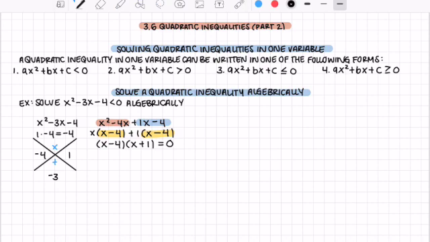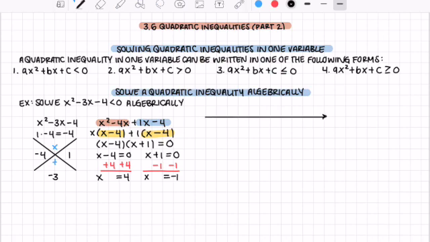So when I'm finding my x values, I'm just going to split my factors into two different equations, x minus 4 equaling 0, and x plus 1 equaling 0. From here, when I solve it, add 4 to both sides, and I get x equaling 4. On the other side, I can subtract 1 on both sides, and I'm left with x equaling negative 1. So from here, I just need to start graphing it out to identify all the different solutions that I could get.